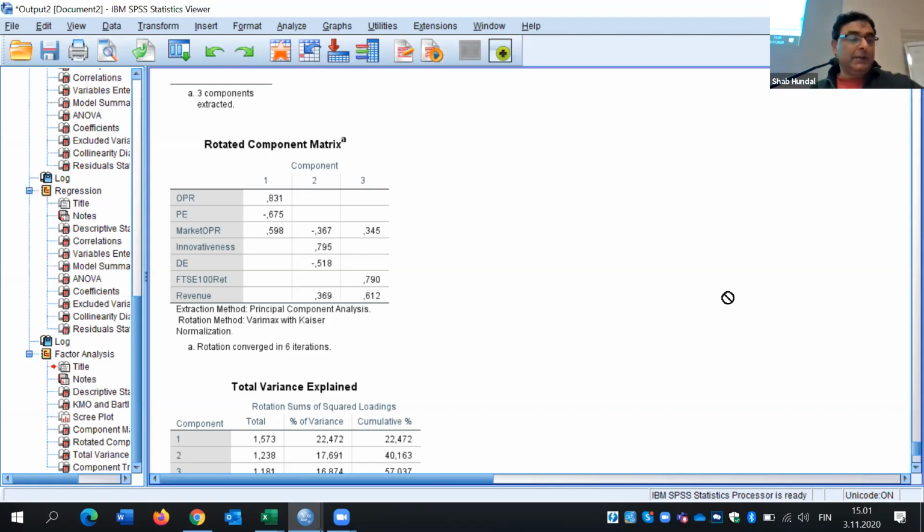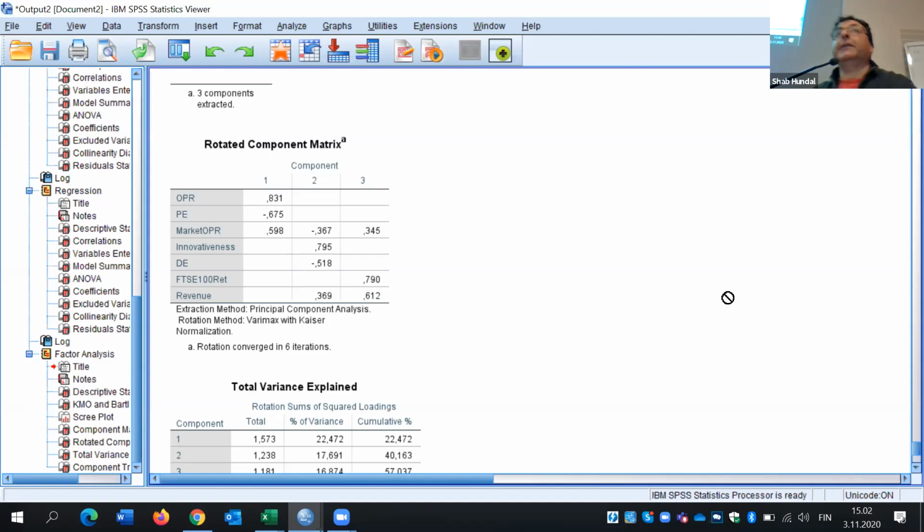It means that, I'll write it down before I forget. In the first construct, construct 1, we have OPR and PE, yeah? Don't care about the sign, it doesn't matter. So OPR and PE. In the second construct, we have what? We have innovativeness and D2E. And in the third construct, basically we have only one variable, which is FTSE 100 return. So it's an index return.